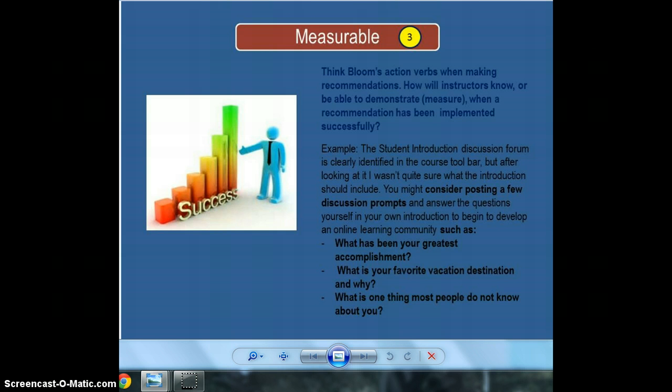Going back to my prior recommendations, I asked them to consider posting a few discussion prompts. And I became more specific here with: what has been your greatest accomplishment, what is your favorite vacation destination and why, what is one thing most people do not know about you. This will all help to measure if they answer the questions, and secondly, again, provide that online learning community with some congeniality and an opportunity to get to know each other a little better.